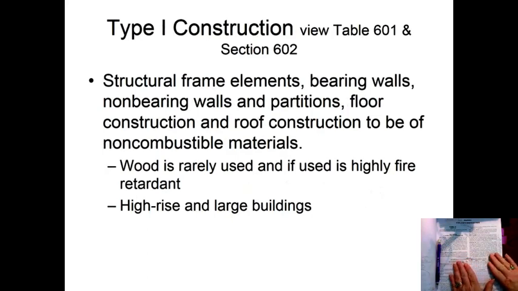So we go back and we look at this particular table. We're going to talk about different types of construction. If you look in your IBC code book on page 107, you're going to see types of construction. We have structural frame elements, bearing walls, non-bearing walls and partitions, floor construction, and roof construction. Usually it is non-combustible materials, and wood is rarely used. If used, it's highly fire retardant, especially in high-rise buildings. So we're talking about types 1 and 2 right here, and I'm talking about type 1 construction at this point.